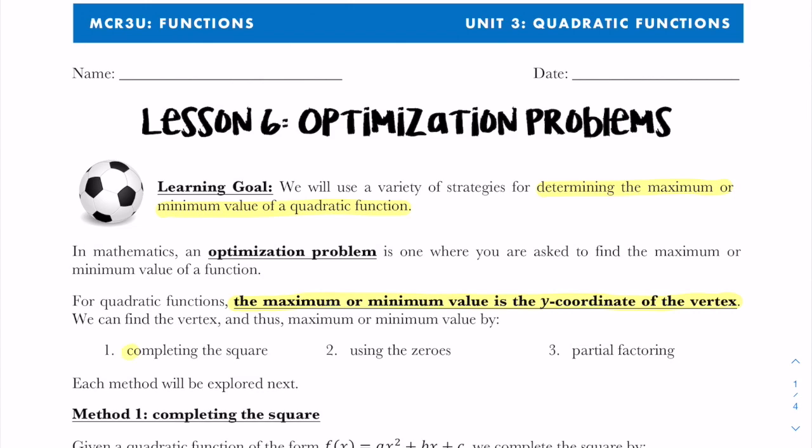The first one is completing the square. That should be a review of grade 10. The second one is using the zeros or the x-intercepts. We looked over this in lesson 2. And finally, the technique of partial factoring, which is brand new and we'll learn it for the first time here. Let's go through each of the methods next.